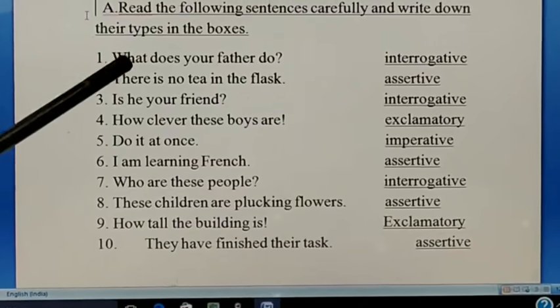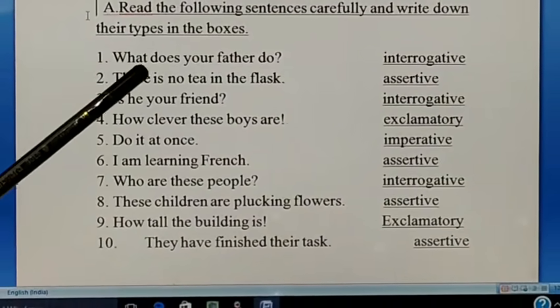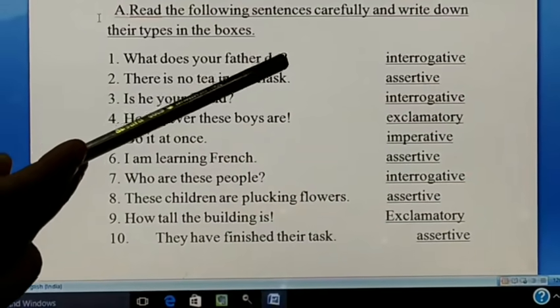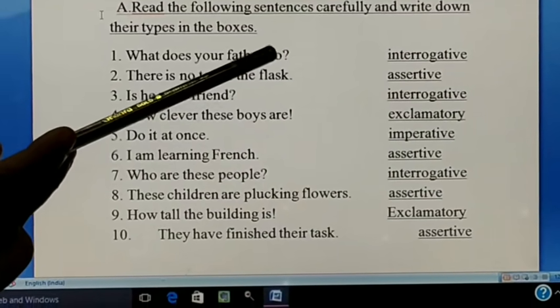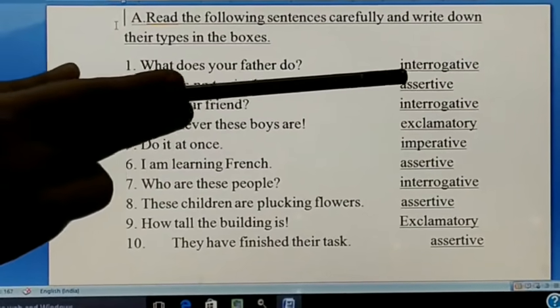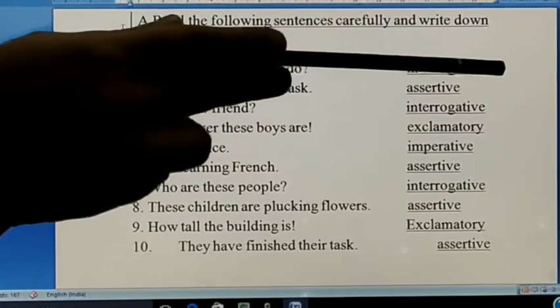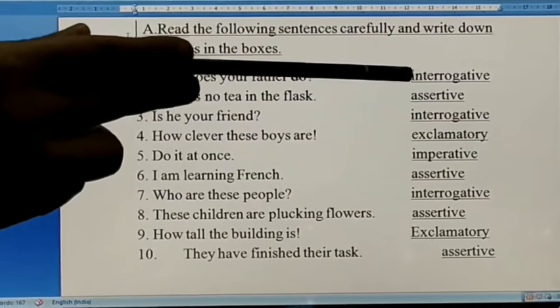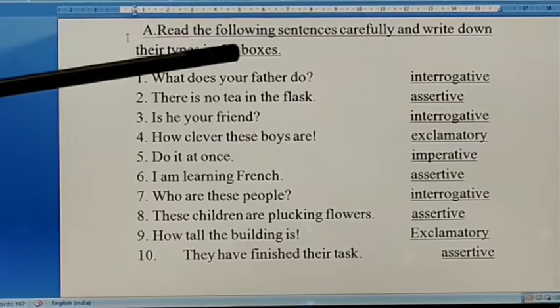So number 1, what does your father do? Can you see the mark over here? This is a question mark. So it is an interrogative sentence. So write interrogative in a blank. Blank is there. Can you see the blank in your book? Write the interrogative in the blank.